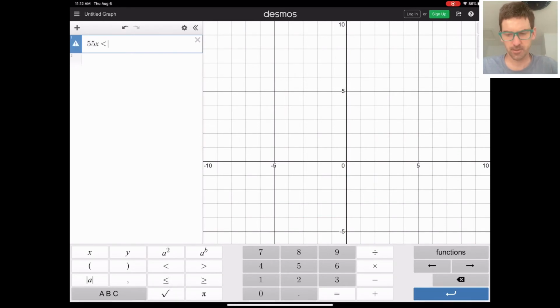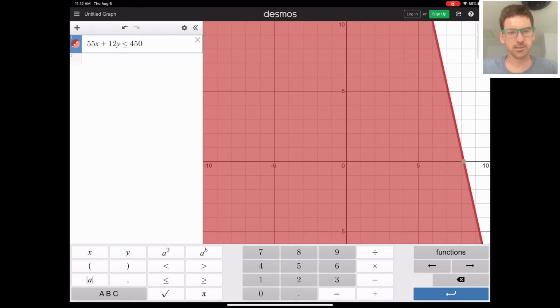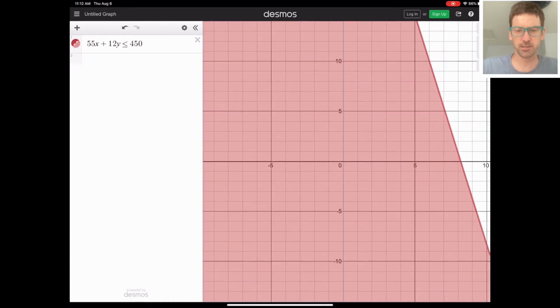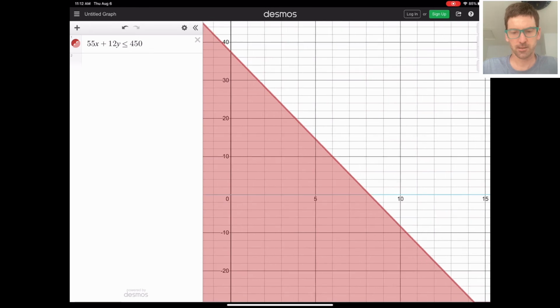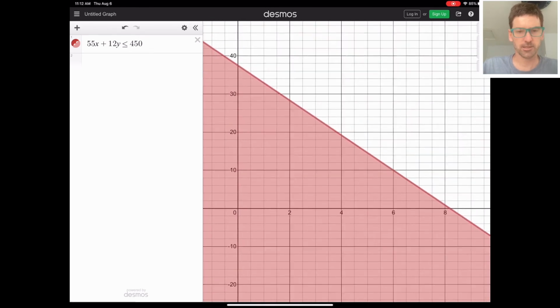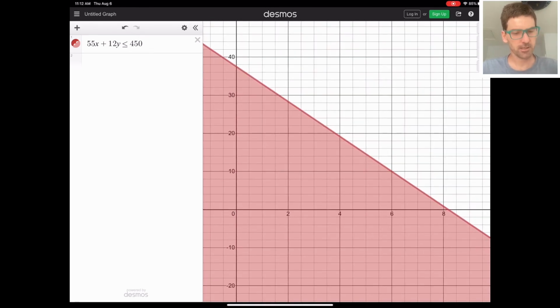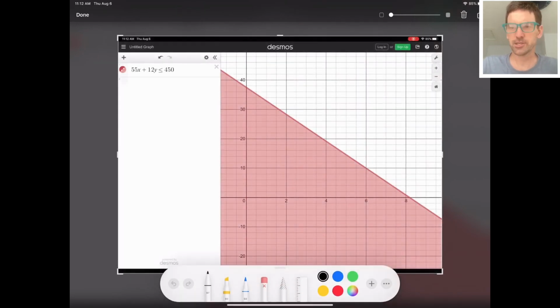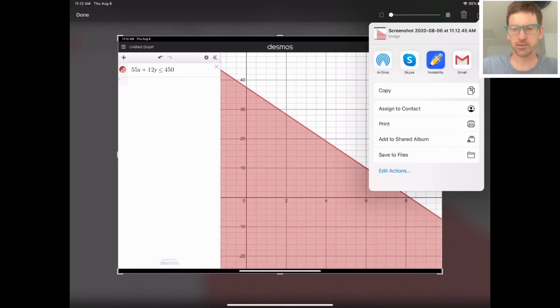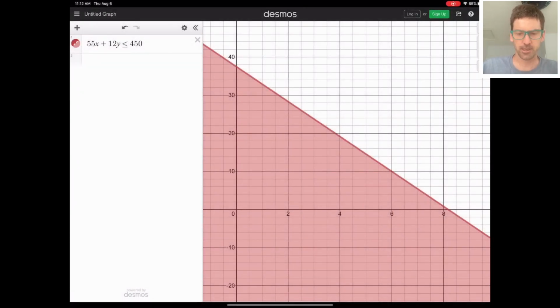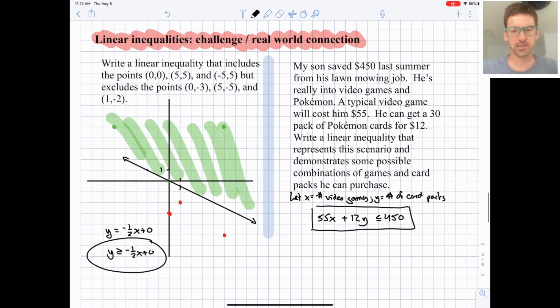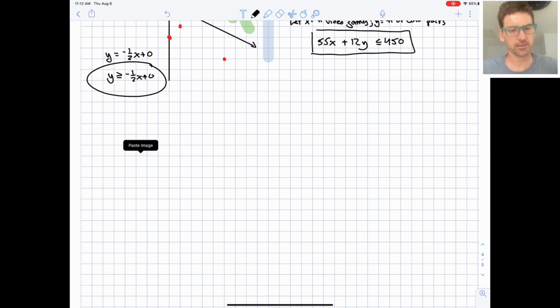Plus 12y is less than or equal to 450. Okay, and let's try to get a better scale here. Okay, so let me get a screenshot, and we'll bring it back over to my note app so that I can annotate it a little bit. Okay, so let's paste that in down here.